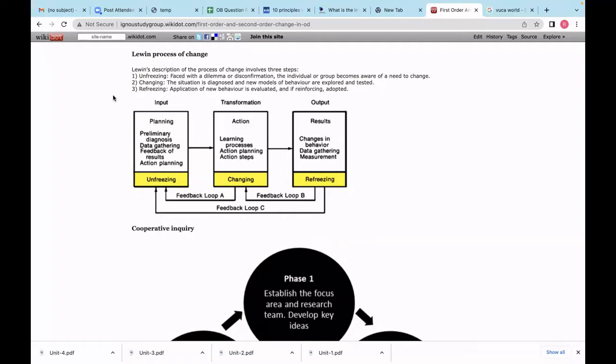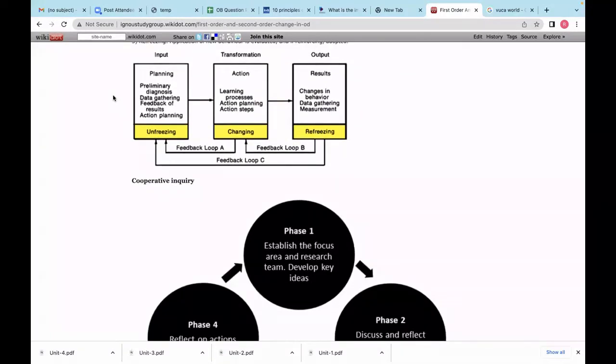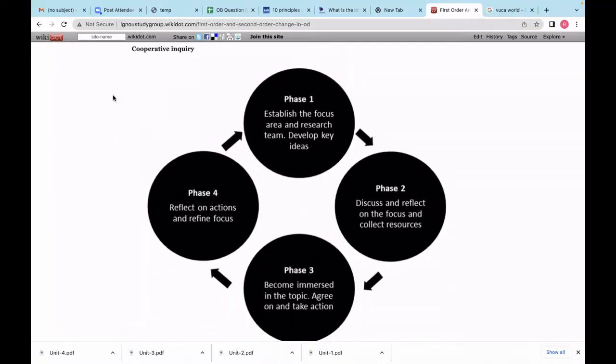Okay, so this is another theory, Levin's process of change. Now we are going into cooperative inquiry. In cooperative inquiry, there are 4 phases. Again, it's a different way of explaining the action, Levin's process, in 4 phases. In Phase 1, we are talking about establishing the focus area. This is where we are understanding key ideas, what we want to do. First of all, you need to be clear what you want to achieve. So this is Phase 1.